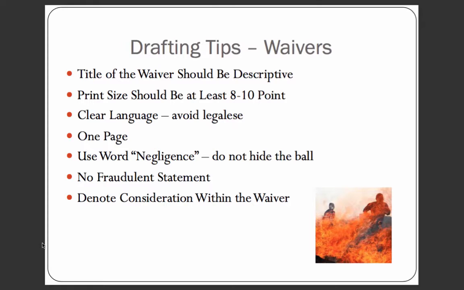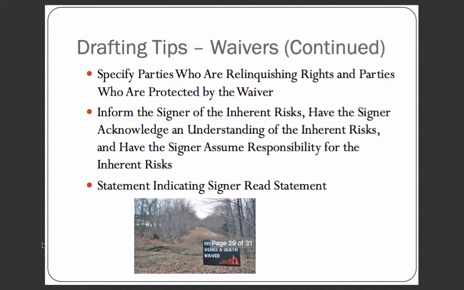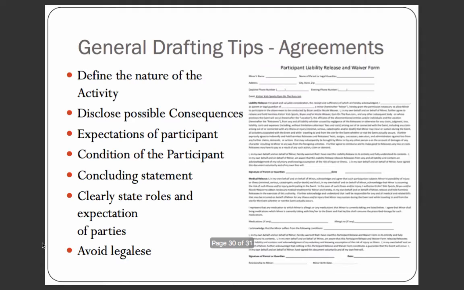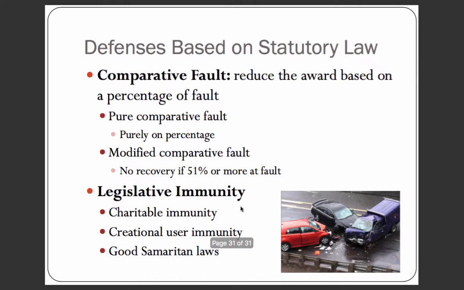It should be no more than really one page. The word negligence should be used so that people understand that that's the topic of this waiver, and everything in that document should be honest, and that is really some of the high points here. You can look at a couple of other of these. I provided an example of a waiver on Blackboard that I do like regarding the Tough Mudder, and I like it because it's very easy to read, clear, and unambiguous. Here's some more general drafting tips that you can take a look at if you're so inclined.